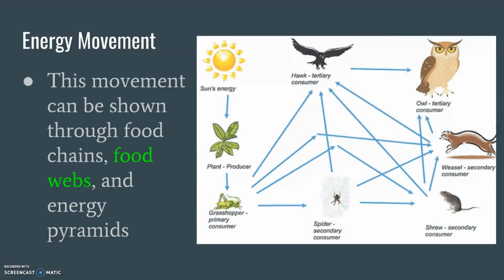This movement can be shown through food chains, food webs, and energy pyramids. Today we're going to talk about food webs and food chains. Then next time we come back together, we're going to talk about energy pyramids. We're going to have them on 2 separate days. So this looks a little confusing. There's lots of arrows, there's lots of stuff. We're going to break it down, but let's preview it now.